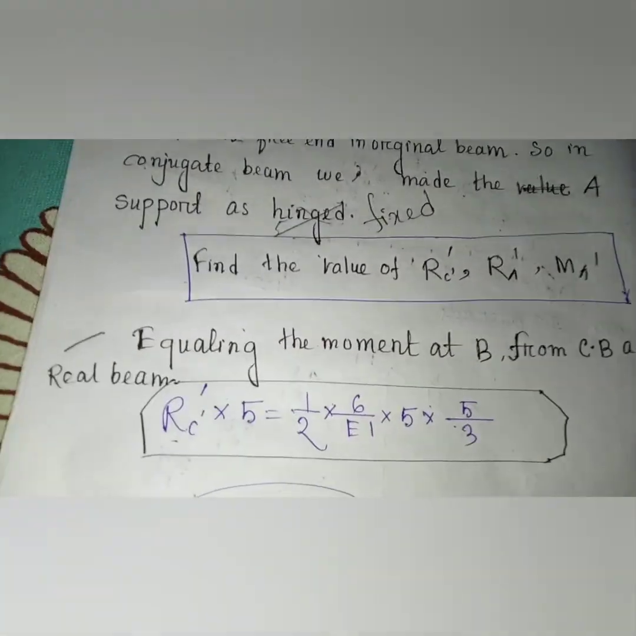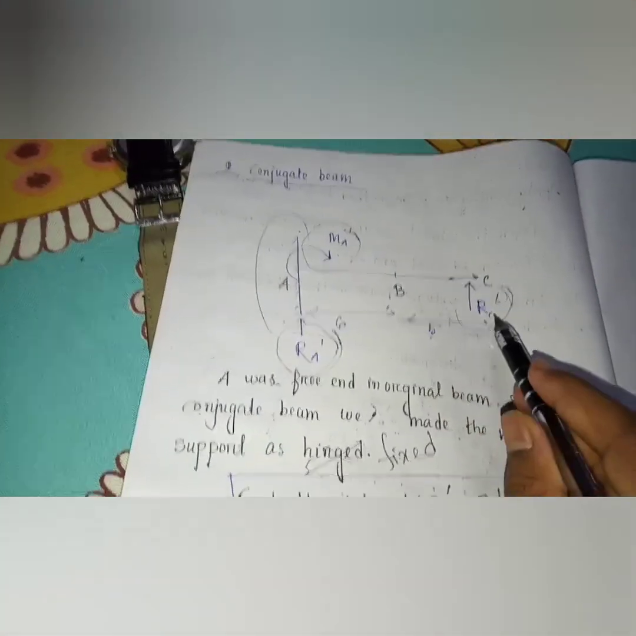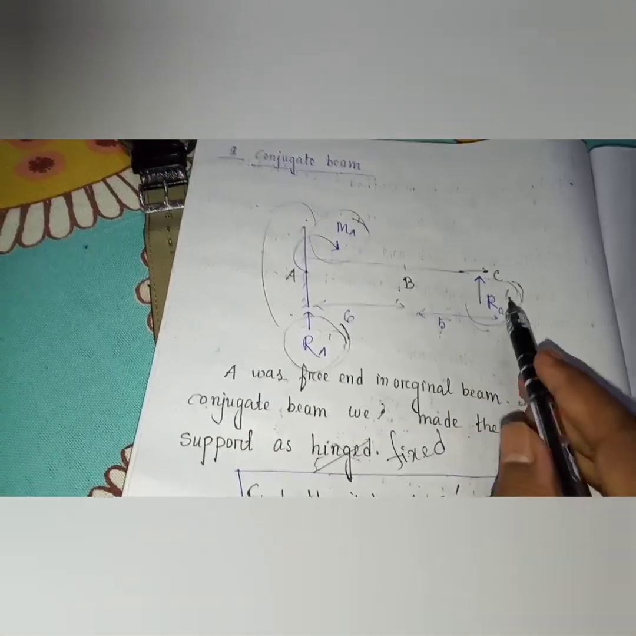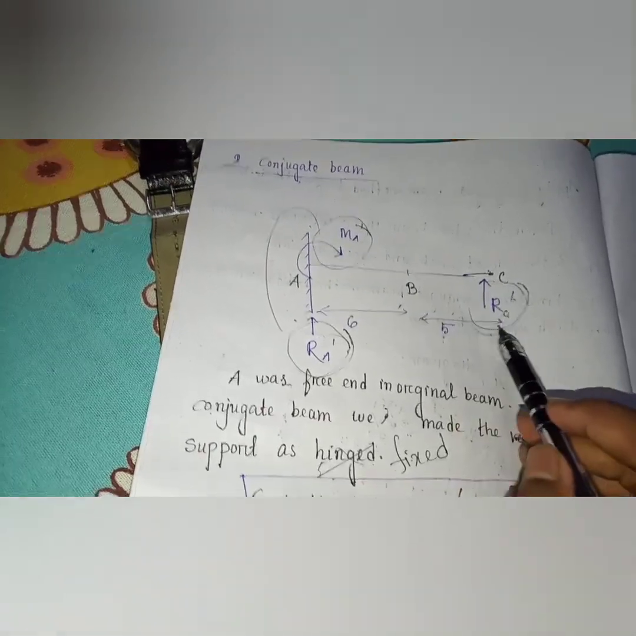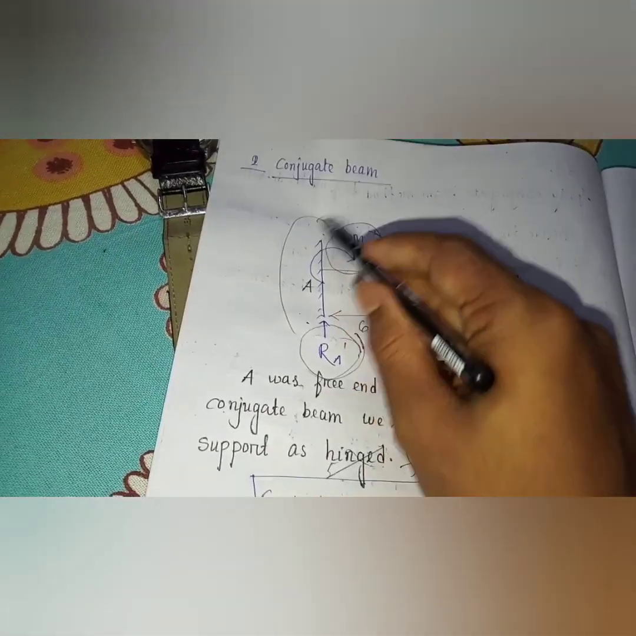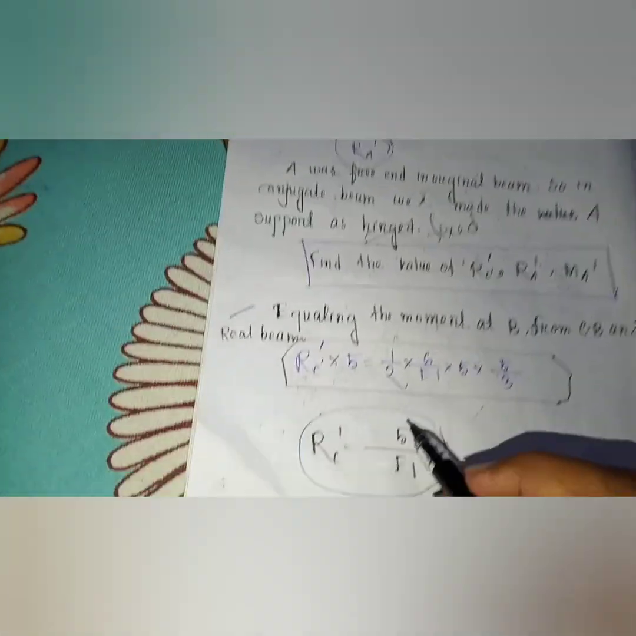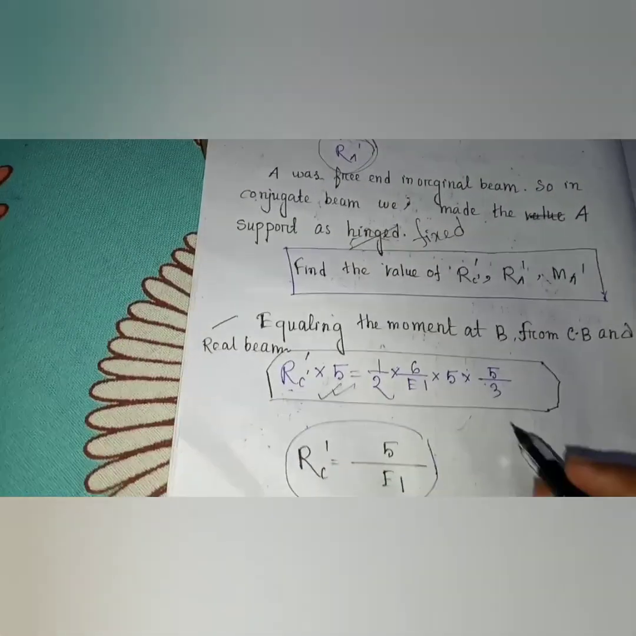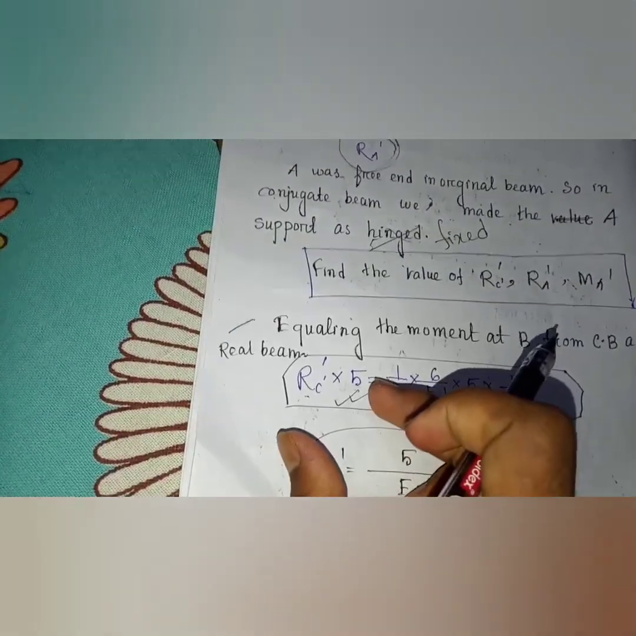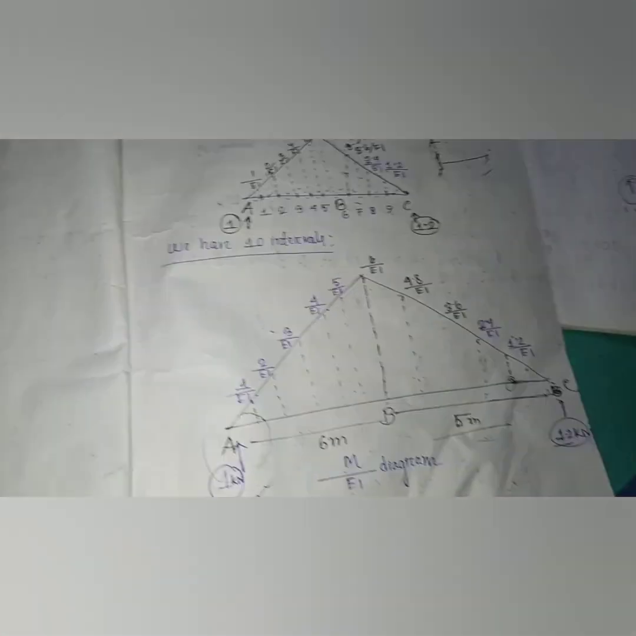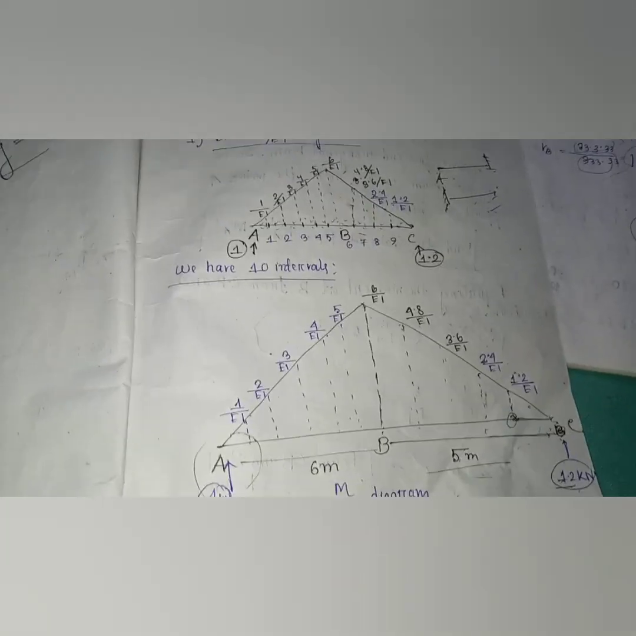Okay, now from the conjugate beam we can see, if I take moment at B, what will we get? RC prime into 5, right? The force into perpendicular distance, that means RC prime into 5. This will be equal to the moment at section B in the original beam, in the real beam.